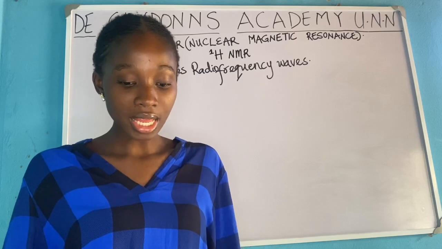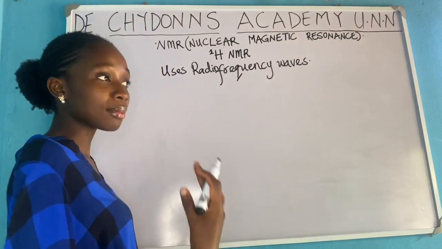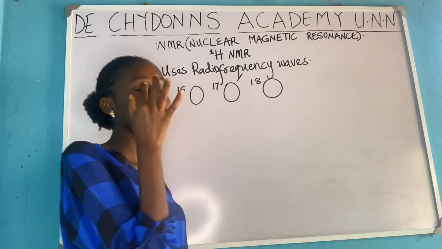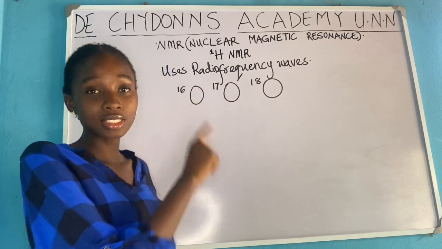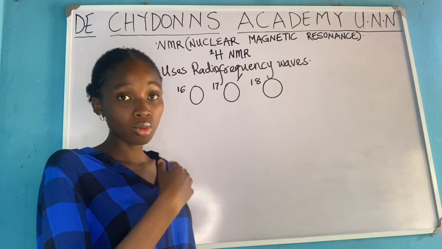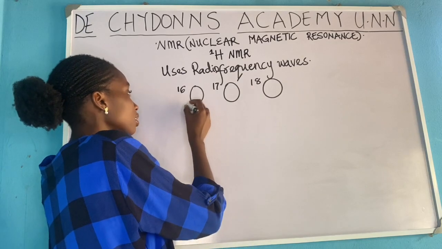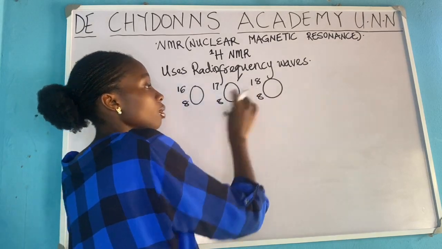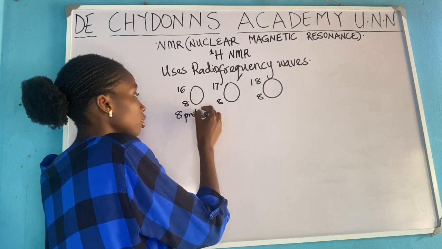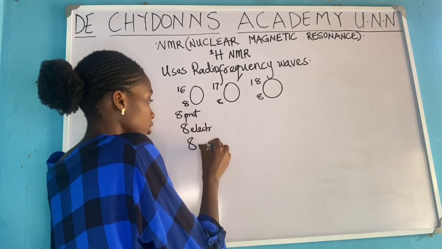So let me get straight to business. Let me write some particular elements, and we will now determine if they can take part in NMR or not. We have oxygen 16, oxygen 17, and oxygen 18. These are isotopes of the same element with different relative abundance. The most common one, as we all know, is oxygen 16, but there's also 17 and 18. In this case, the atomic number is the same, 8, but the mass number is different. So for oxygen 16 you have 8 protons, 8 electrons, and also 8 neutrons.